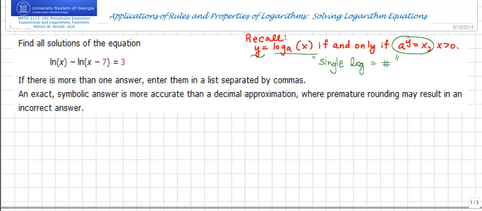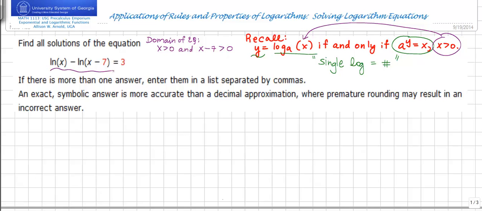Now, the equation you have before you is not a single logarithm. There is an equal to a number on the other side, but if we can make it single log equals a number, then we have a shot at solving the equation. Before you move too far into the solution process, I always want you to make sure you note the domain of the equation. And in this case, the equation would require that each argument of each logarithm be positive. So you'll come back and check against that.